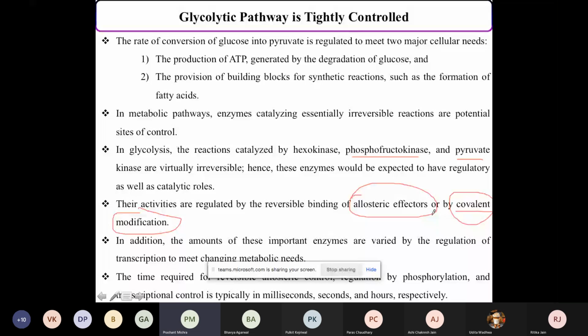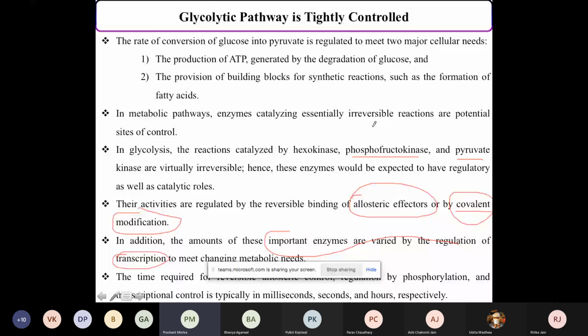And when covalent modification occurs, the enzyme changes its structure. And when it changes its structure, the changed structure could be active or inactive, depending on the requirement. And the third way of regulating an enzyme is by regulation of transcription. Now this is a different mechanism. So can you recall how transcription can be regulated?